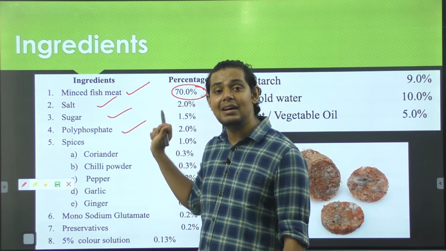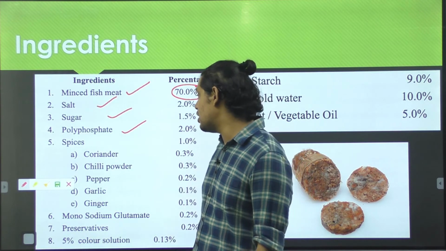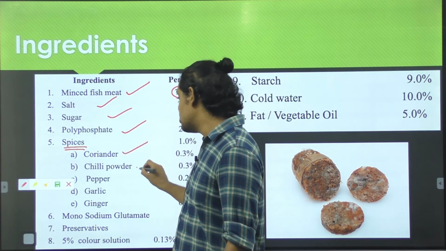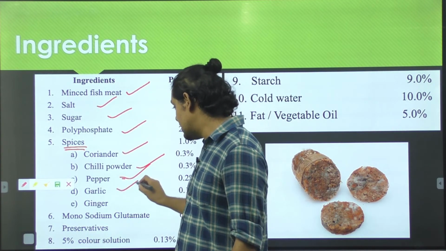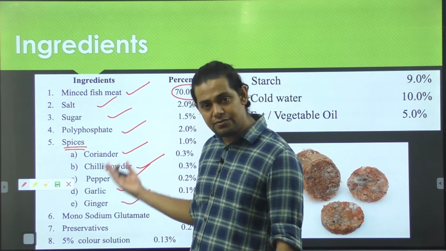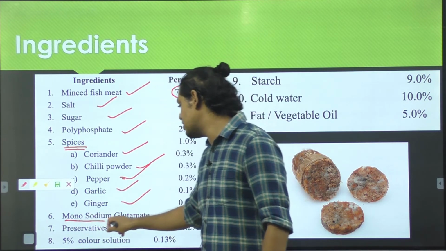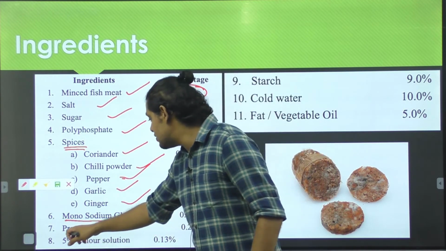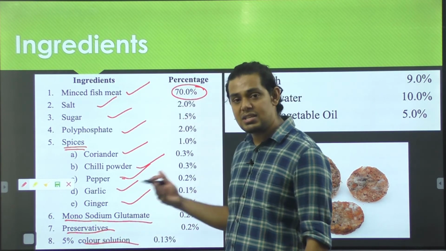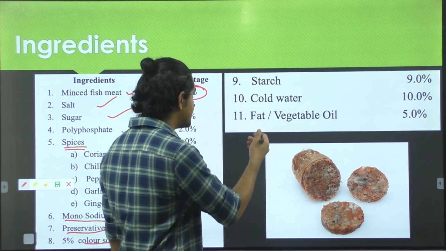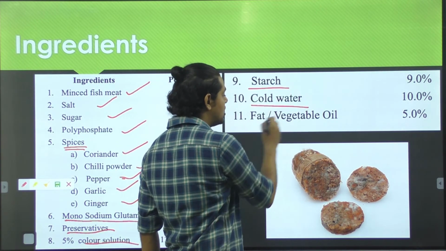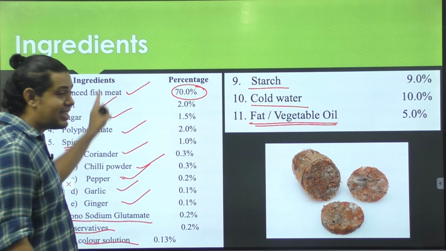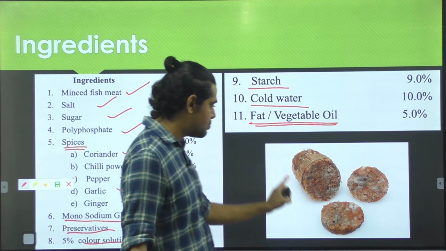In case of the fish, it will help to retain the protein content or the moisture content. Besides that, we will also be using spices such as coriander, chili powder, pepper, garlic as well as ginger, which will contribute to the flavor enhancement, and also monosodium glutamate, which is also an important flavor enhancing chemical agent, and the preservatives and color for increasing the aesthetic appeal of the final product. Besides that, we can also use starch, cold water as well as fat and vegetable oil. The percentage and the ingredients list has been established in this slide.